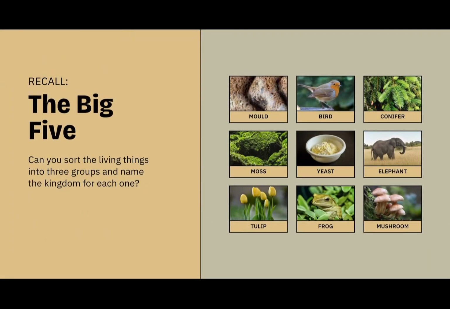So let's start today's video by answering a question. The question is, can you sort the living things into 3 groups and name the kingdom for each one? The living organisms are mold, bird, conifer, moss, yeast, elephant, tulip, frog, and mushroom. Pause the video and take your time to answer this question.